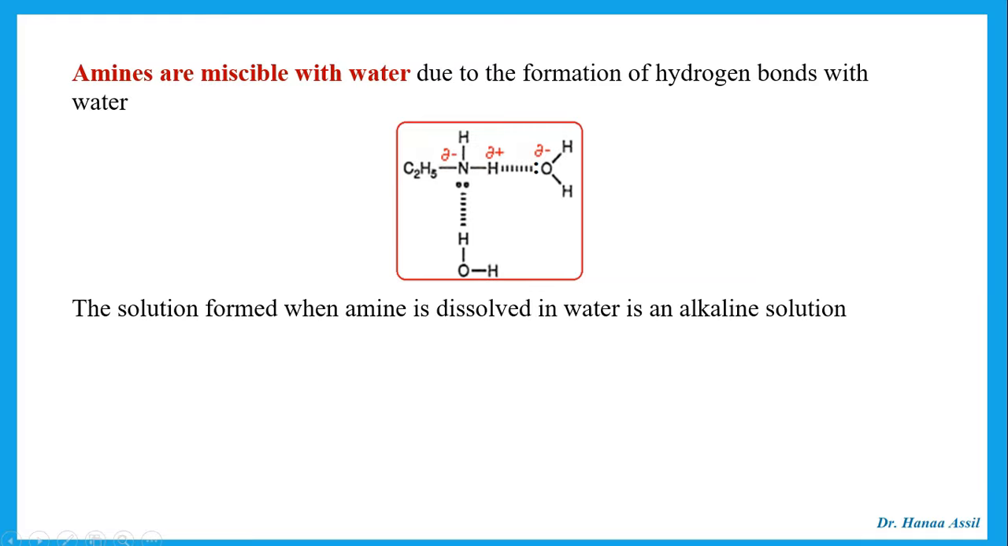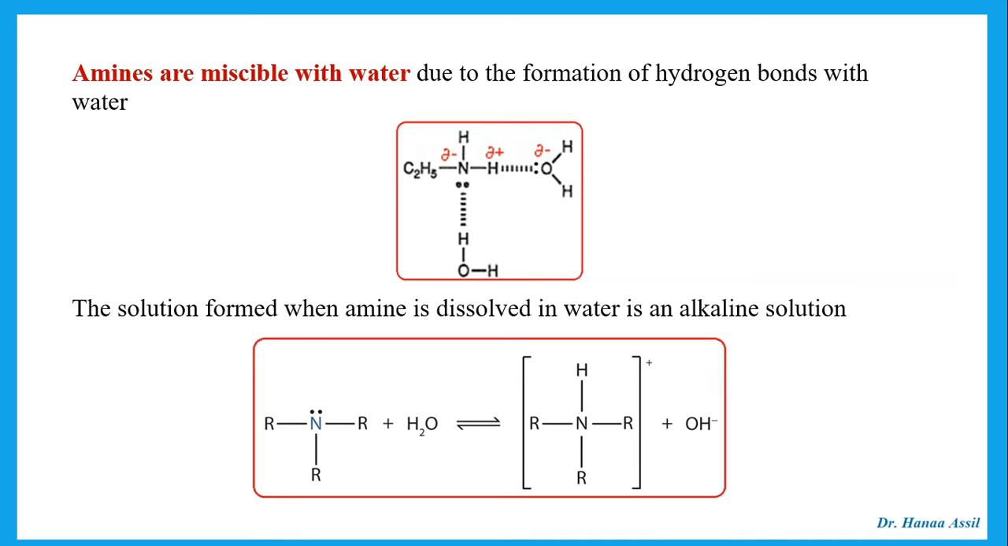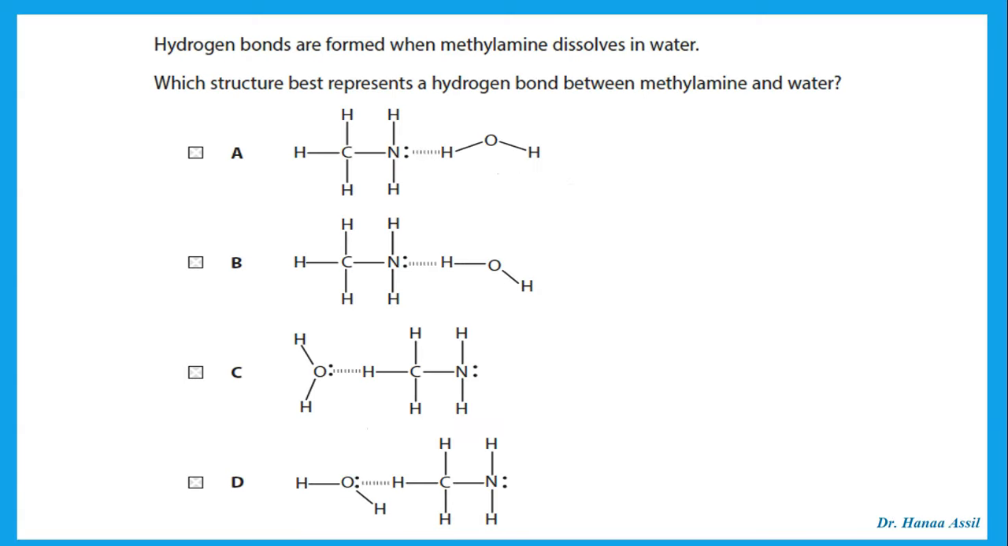Of course, an amine is a base, so when dissolved in water it forms an alkaline solution. This is because the lone pair of electrons on the nitrogen can be used to make a dative bond with an H+. So, hydrogen bonds are formed when methylamine dissolves in water.